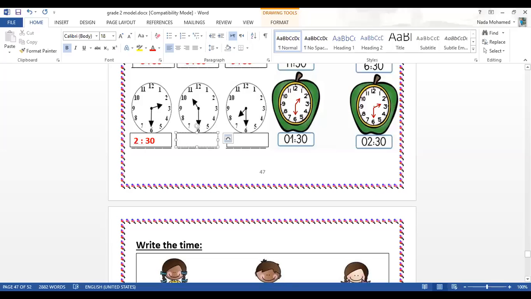It means 30. Now we have finished the clock, both analog and digital form. I hope you understood well. I'll share all the material with you, the PowerPoint, the videos, and the model answer for the booklet.